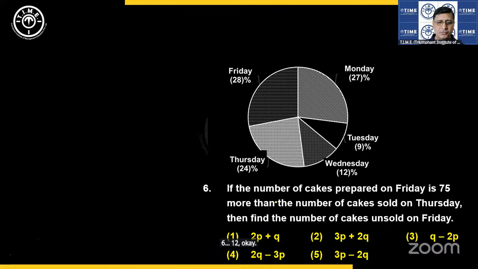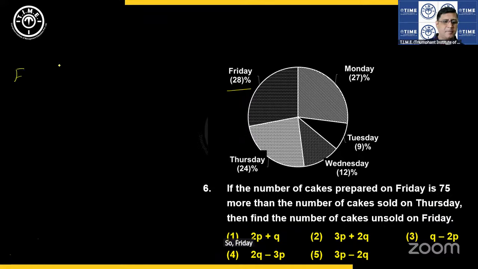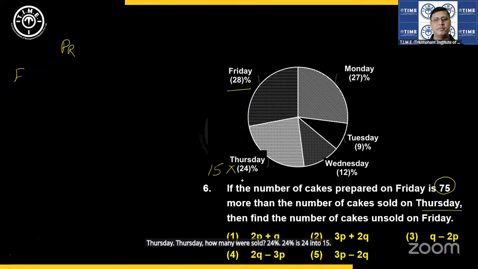If the number of cakes prepared on Friday is 75 more than the number of cakes sold on Thursday, so for Friday, how many are prepared? The number prepared is 75 more than the number of cakes sold on Thursday. Thursday, how many were sold? 24%. 24% is 24 into 15. 15 means 10 plus 5. 10 times 24 is 240. Half of the value, 120.